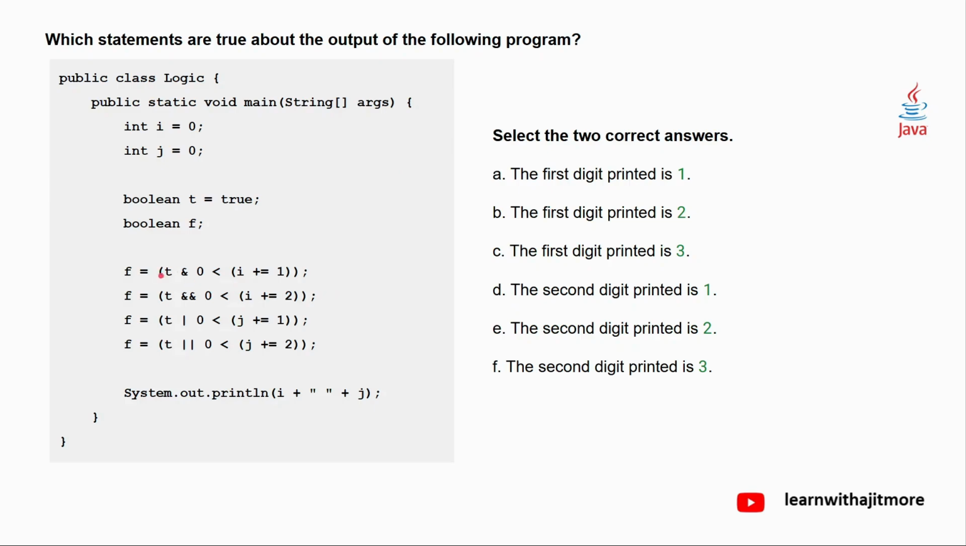Okay, coming to the first one. See, what is T? T is true. And the operator is a single AND. So irrespective of what the first is, true or false, it doesn't matter. It has to evaluate the second part. Do you agree or no? So whatever, T is true and it has to evaluate this part. And when it is evaluating, is it incrementing I by 1?